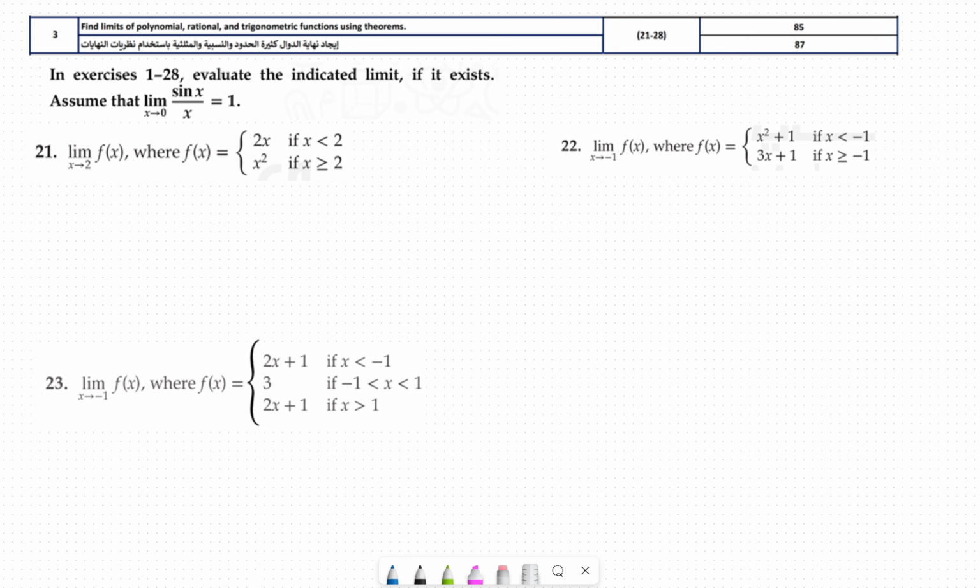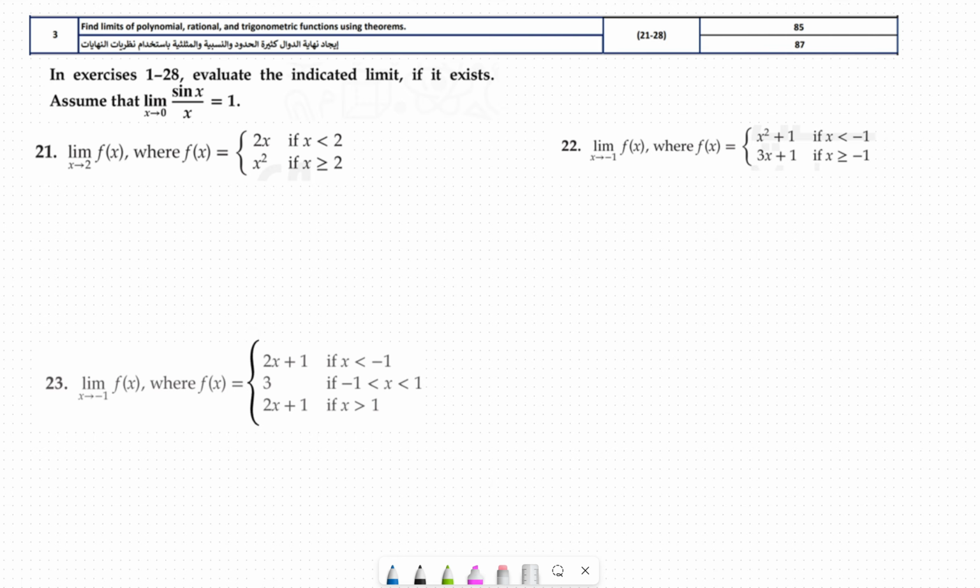Find limits of polynomial, rational, and trigonometric function using theorems. Question number 3 in the EOT. Now we will start with this type of question where we have a piecewise function. So whenever you see something like this, it means a piecewise function.